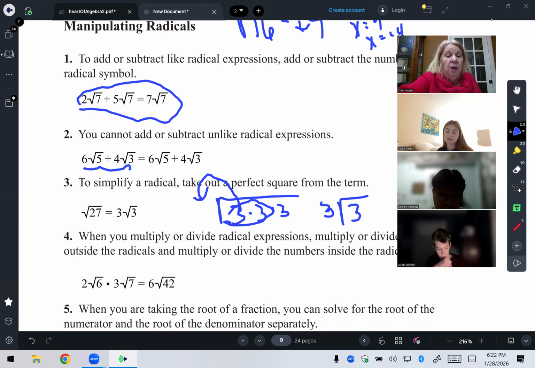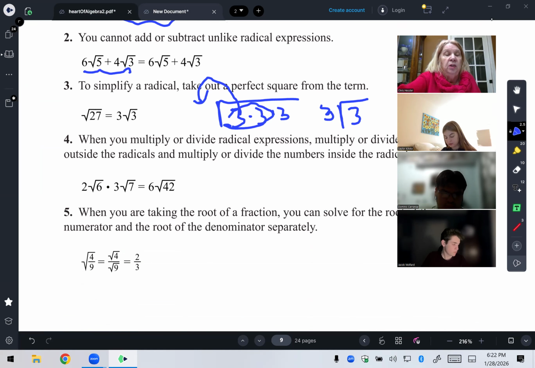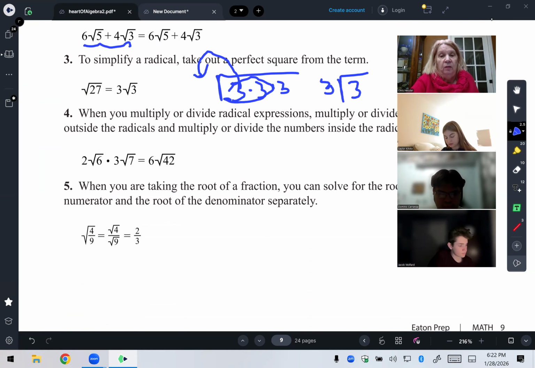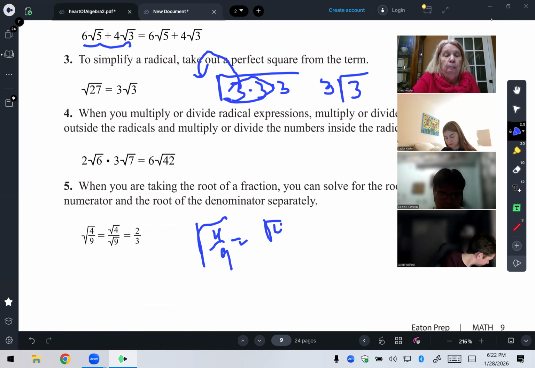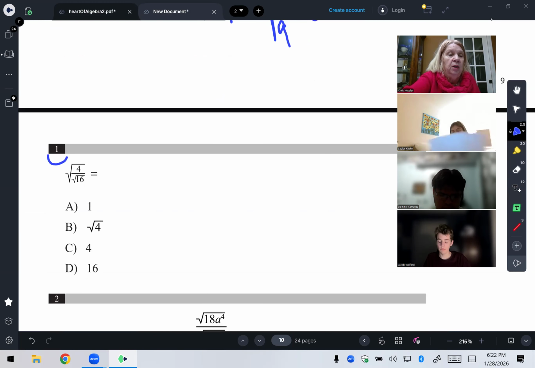When you multiply radicals, you multiply the numbers outside the radical and then the numbers under the radical. And when you're taking the root of a fraction, it's totally legal to take the square root of the numerator and the square root of the denominator. Okay, next page. Let's try number 1 together.